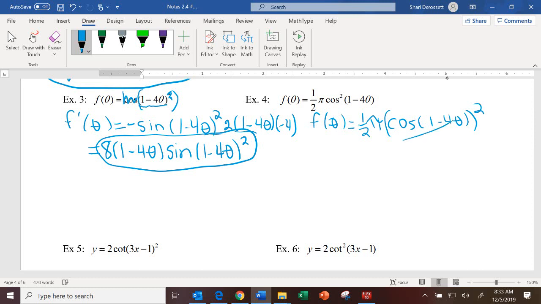Sometimes just rewriting the problem is the hard part. So rewriting this is a little challenging because we've got to think, okay, this is what we would do first. Then we would take the cosine, then we would square, and then we would multiply by the 1/2 pi. So this would mean the same thing. Find the value of the angle, take the cosine, square it, and then multiply by the coefficient. All right, so now let's go ahead and take the derivative.